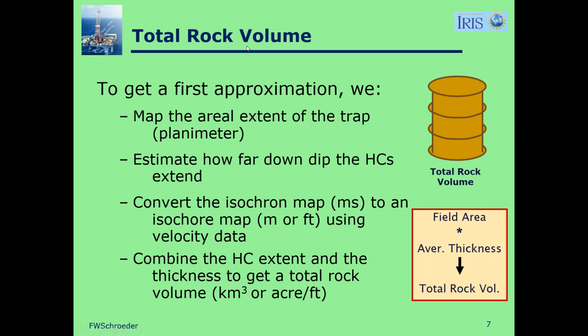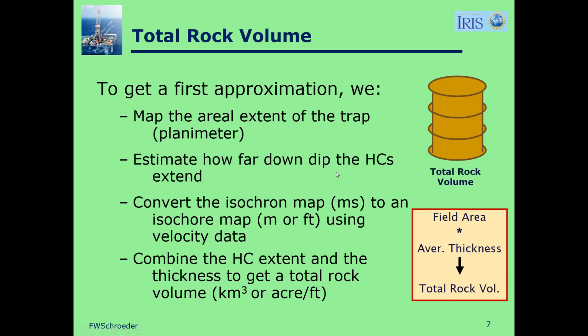So we first need the total rock volume. What we'll do is we'll try to map out the areal extent of the trap. And all the software that people use these days have a planimeter. You click a polygon, enclose the extent of the hydrocarbon as best you understand it, and it will give you the area in square kilometers or square miles or in acres, whatever units of area you prefer.